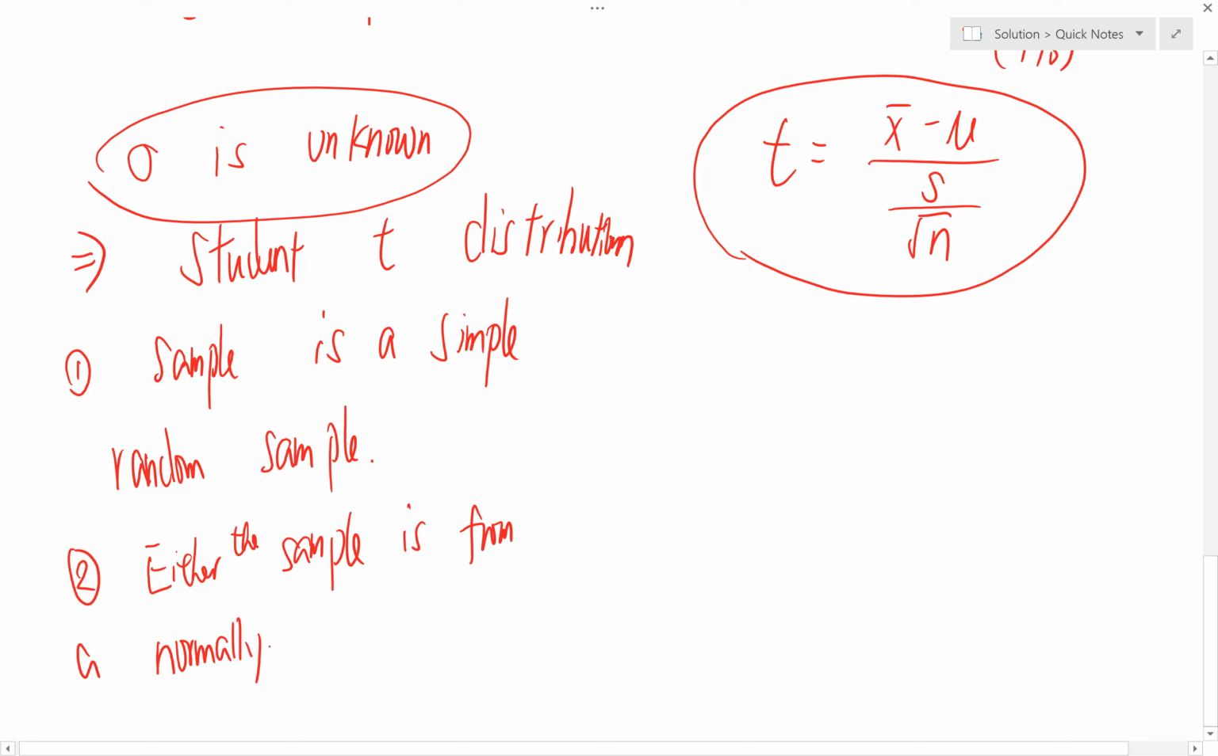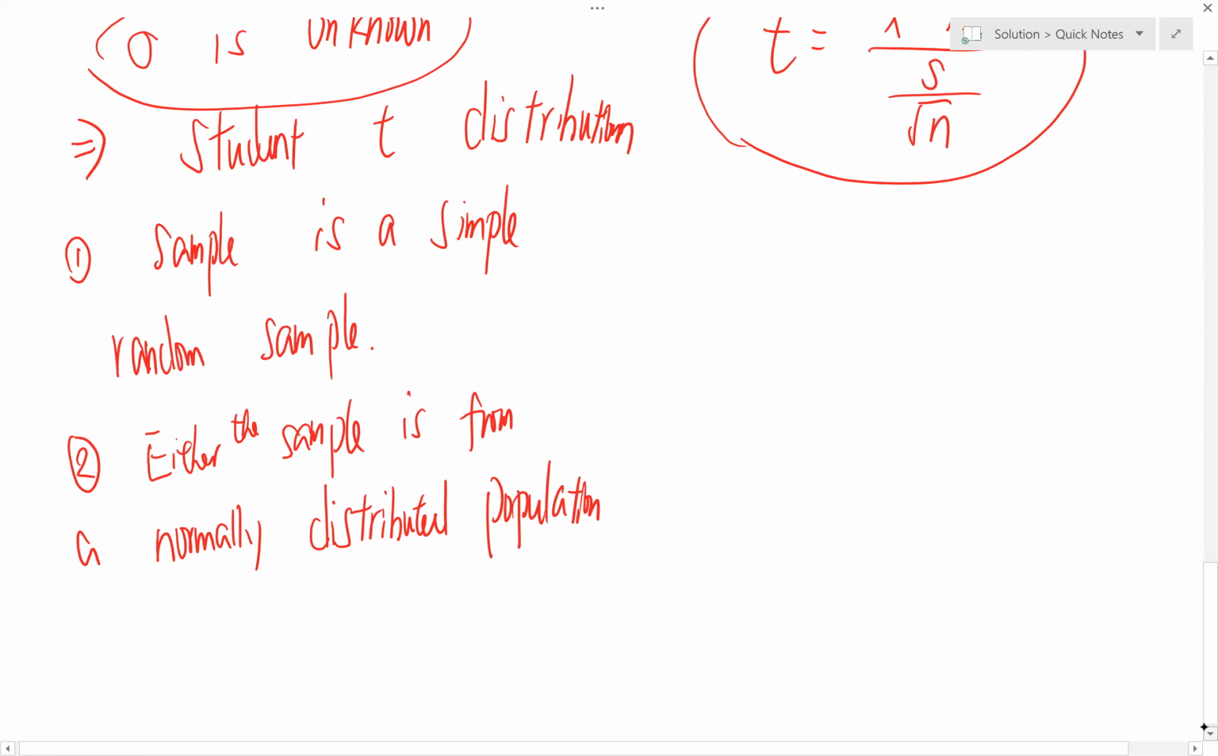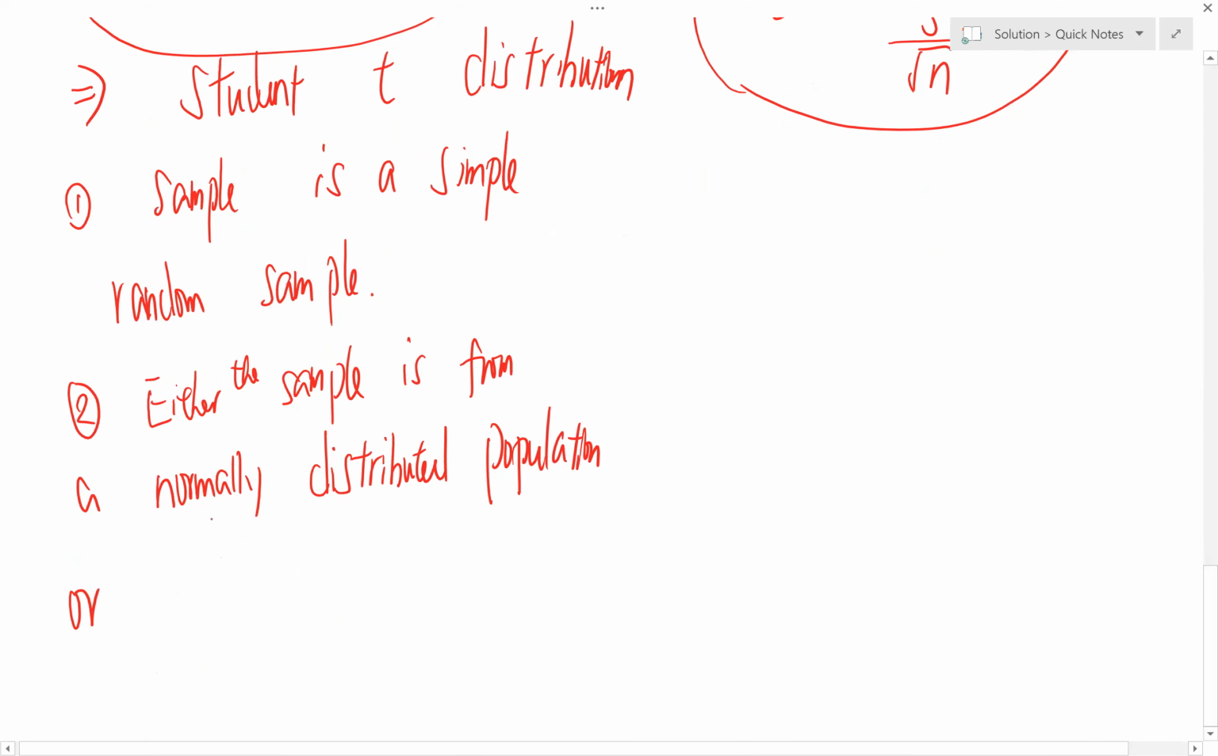99.99% of the time, that's the case, right? Because when we're talking about a population, it's usually a large population, and that always follows the normal distribution. So most of the time, this statement is true: the sample is coming from a normally distributed population. Or either this is true or the sample size is greater than 30. Once these two are satisfied, then we can apply the student t-distribution.